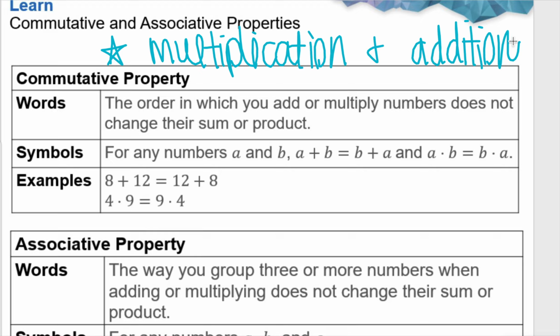Commutative property is when you change the order in which you multiply or add, and it will not change their product or their sum. So a plus b is equal to b plus a, in the same way that a times b is equal to b times a.